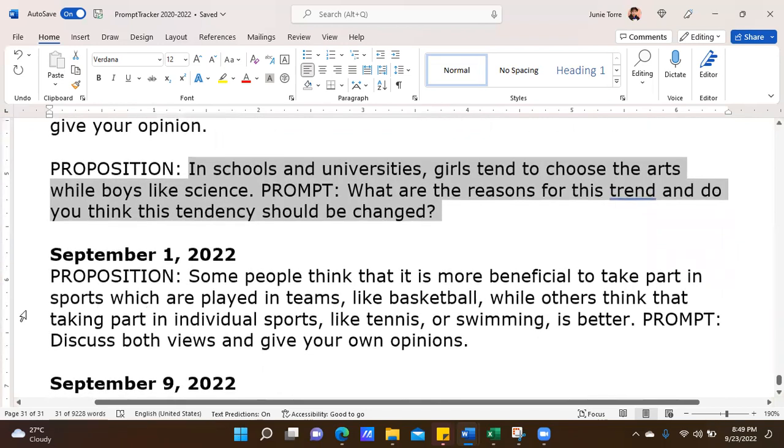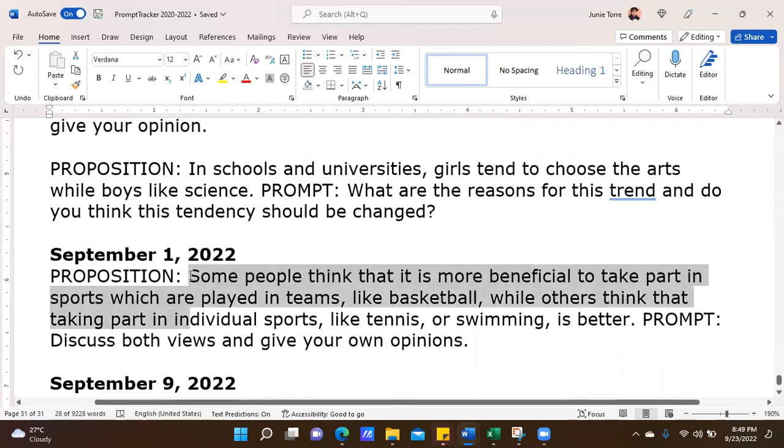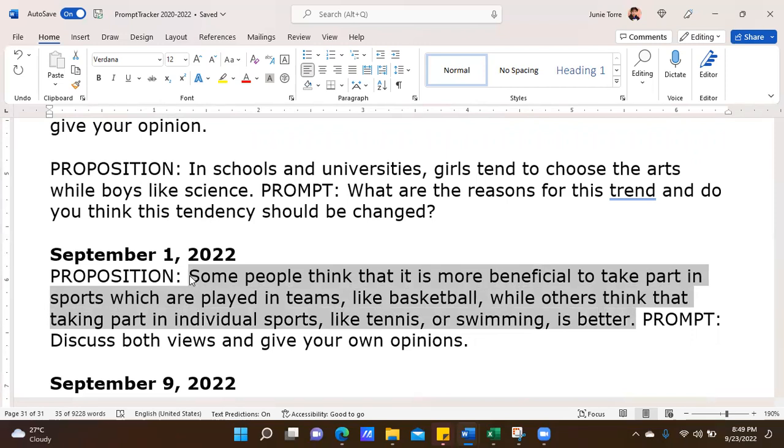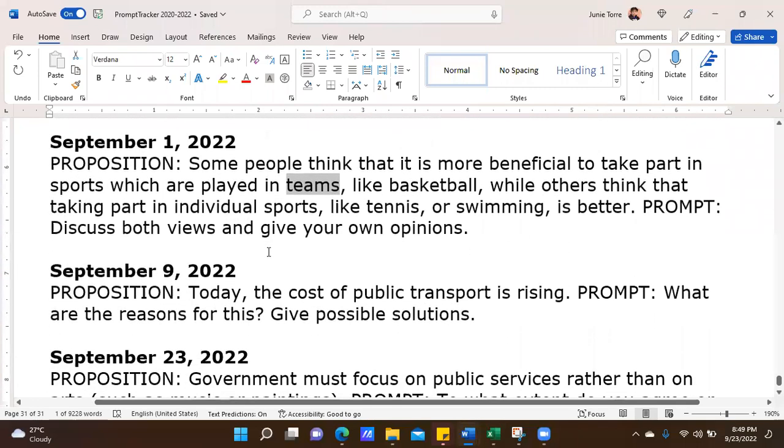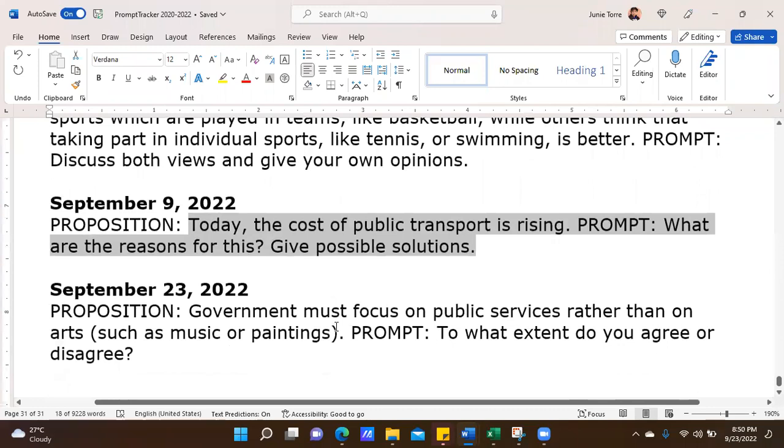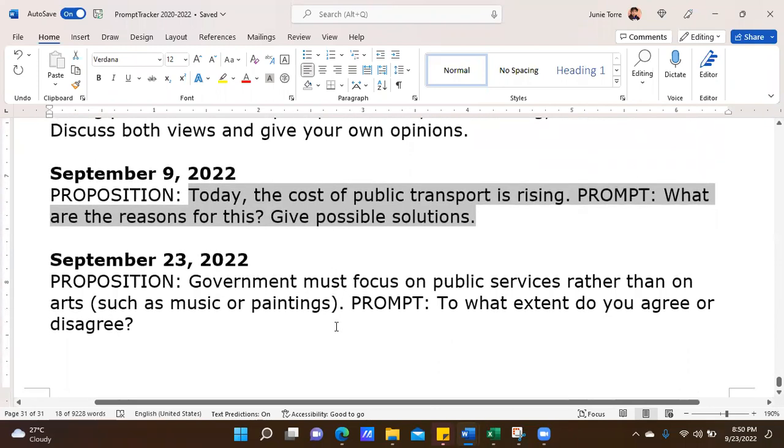Yun. Some people think it's more beneficial to take part in sports which are played in teams like basketball, while others think that taking part in individual sports like tennis or swimming is better. Under the cognitive rev, talagang may emphasis na talaga on teams, cooperation, globalization, teamwork, stuff like that. Today, the cost of public transport is rising. What are the reasons and give possible solutions? That's very Great Depression. Government must focus on public services rather than on arts. Great Depression question din yun, guys.